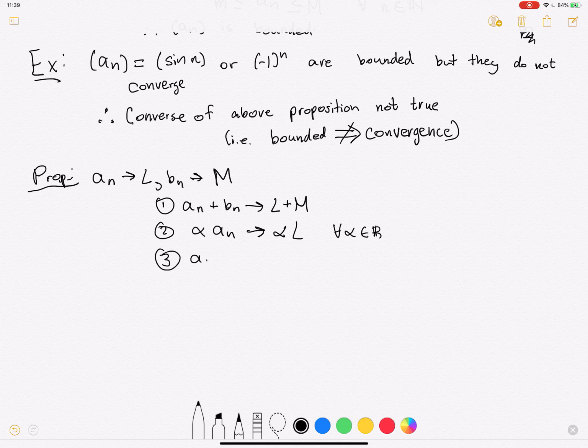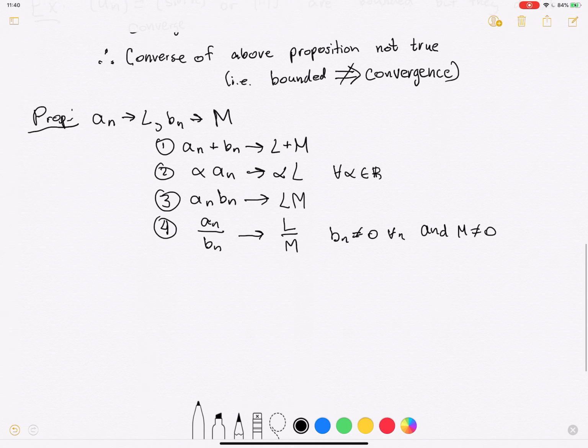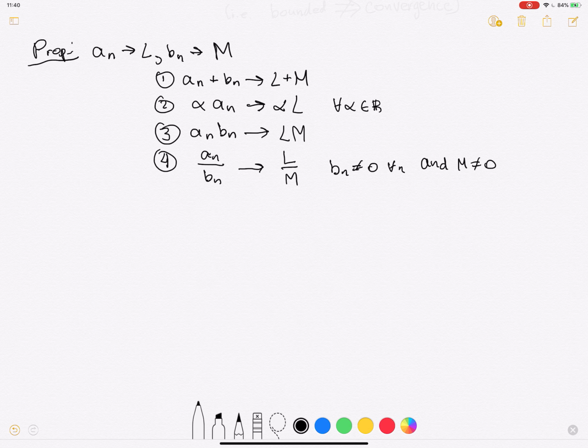Three, if you multiply the terms of the sequences, then they approach the limits multiplied together. Four, if you divide them, then the limit will be the division of them as well, if b_n is not 0 for all n, and m not equal to 0, just to keep everything nice. So we have these properties of limits. Let's prove a couple of them. So let's prove one.